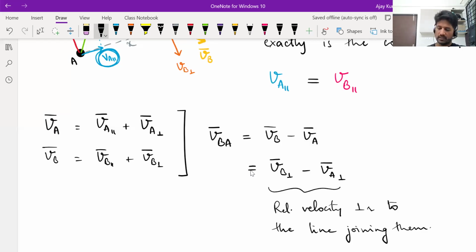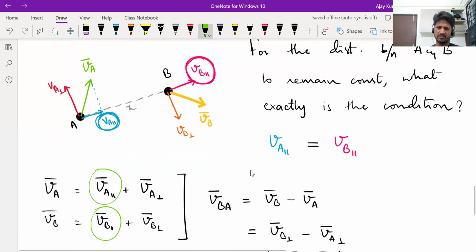So in case of a rigid body, these two are equal. Therefore, the relative velocity of any two particles that you take in that rigid body should only be perpendicular to the line joining them. If at all it is there, it should be perpendicular to the line joining them. They cannot have relative velocity parallel to the line joining them. Okay, it makes sense from this diagram itself.